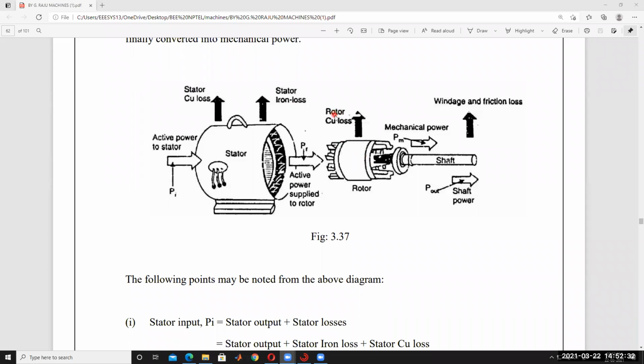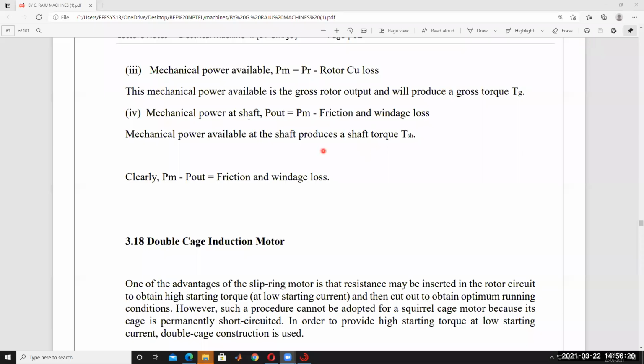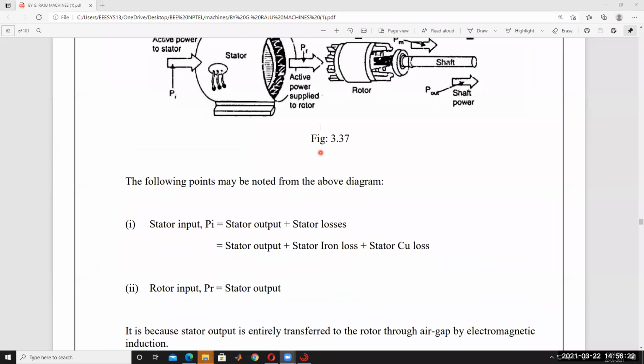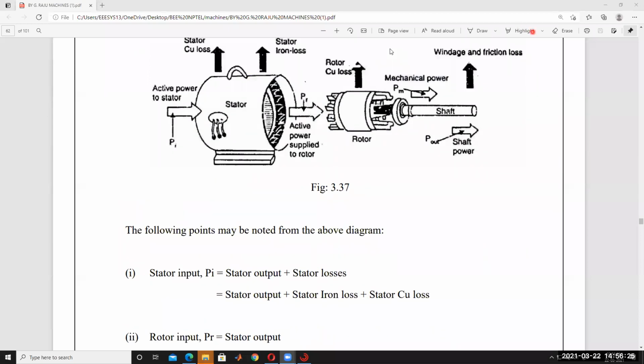That loss is called rotor copper loss. And then rotor input minus rotor copper loss is called mechanical power developed on the shaft. Okay, so we have some windage and friction losses. Windage and frictional losses are there. So that is called fixed losses in an induction motor. Understood? So based on these relations, we'll get to some problems. So wait for some time.